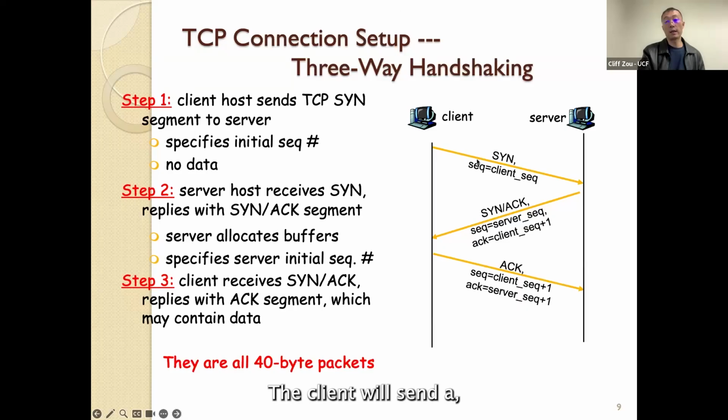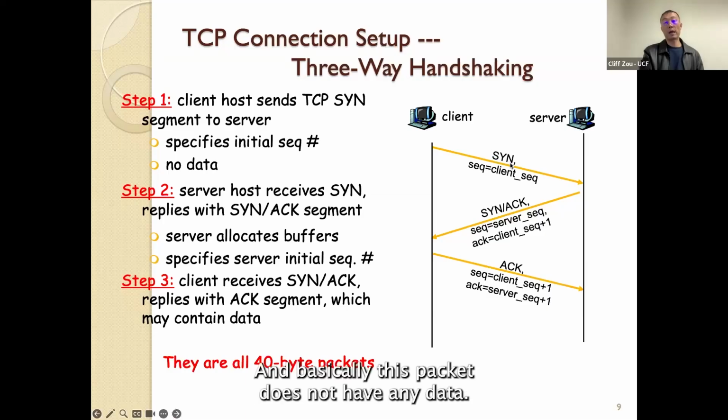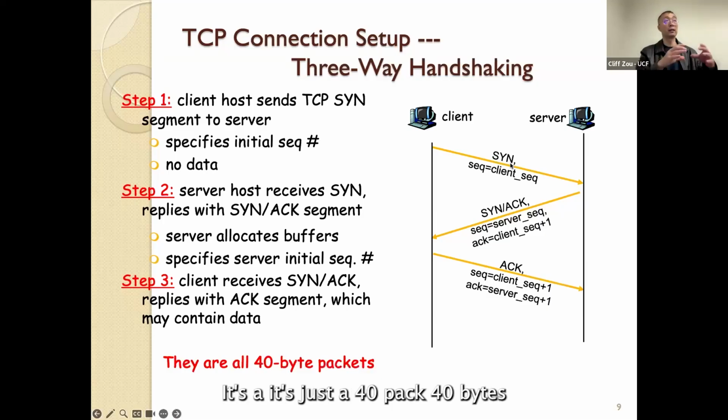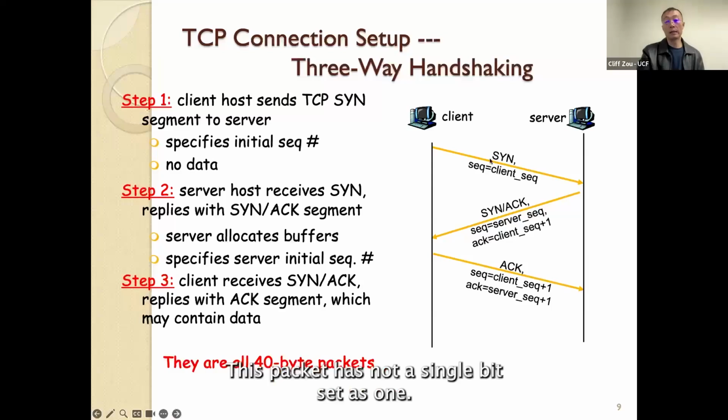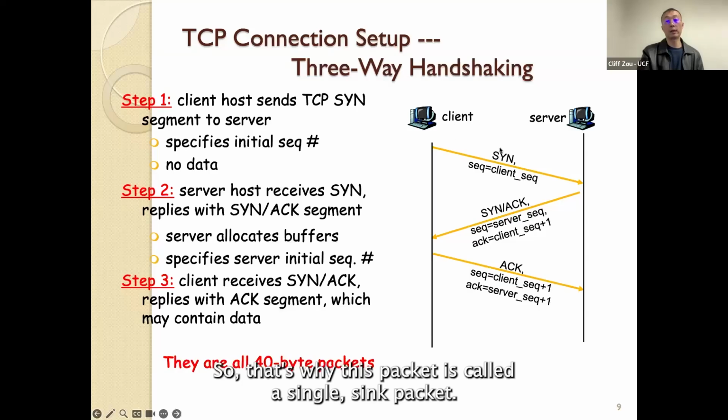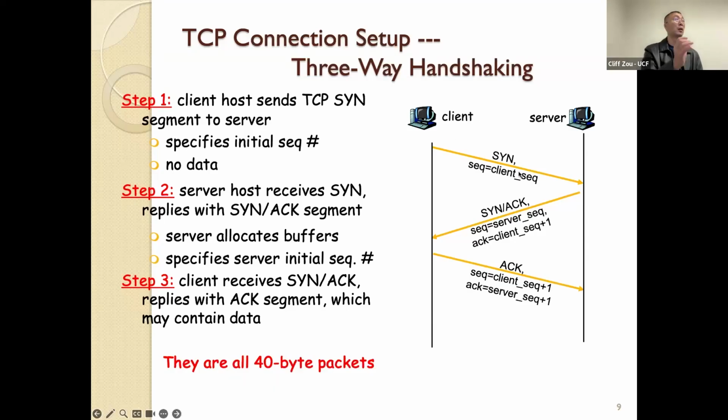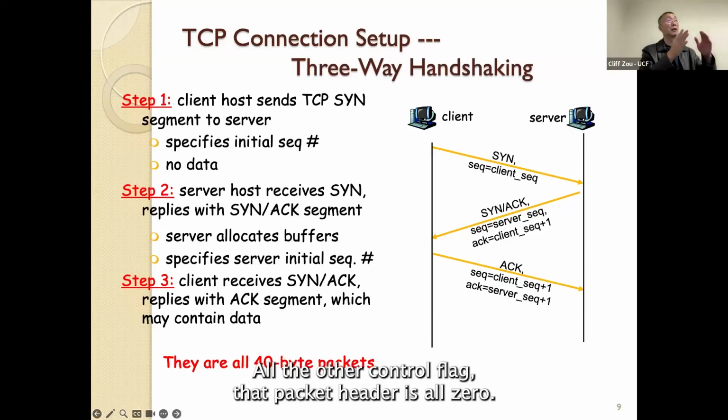The client will send a packet. It's called a SYN packet, and basically this packet does not have any data. It's just a 40 bytes TCP packet header with 0 bytes in the data part. This packet has the SYN bit set as 1, and that's why this packet is called a SYN packet. All the other control flags on that packet header are 0.